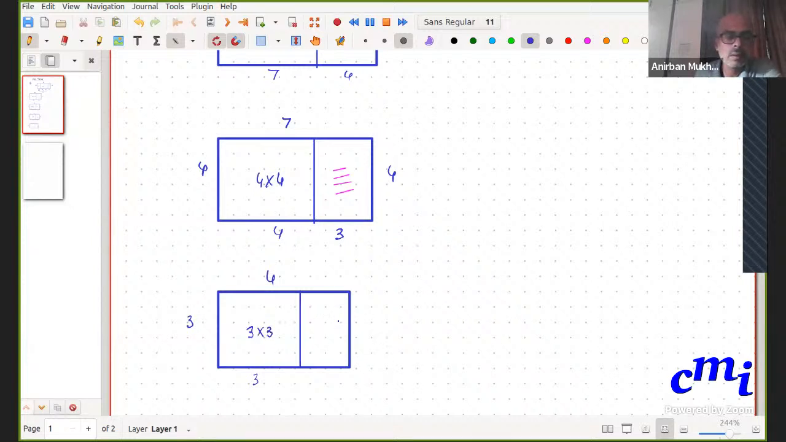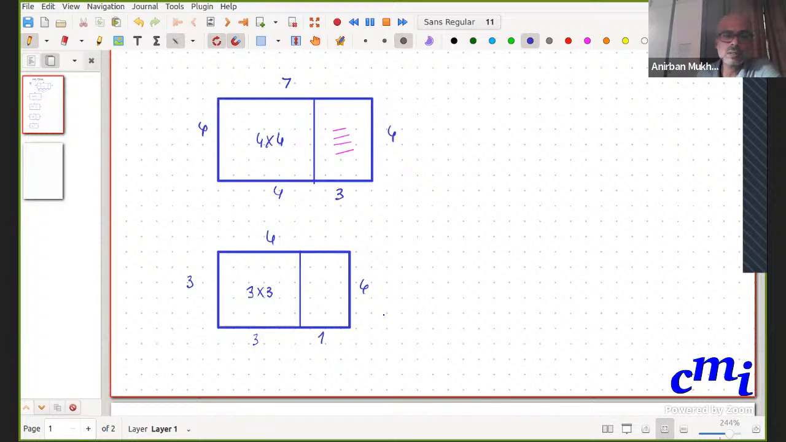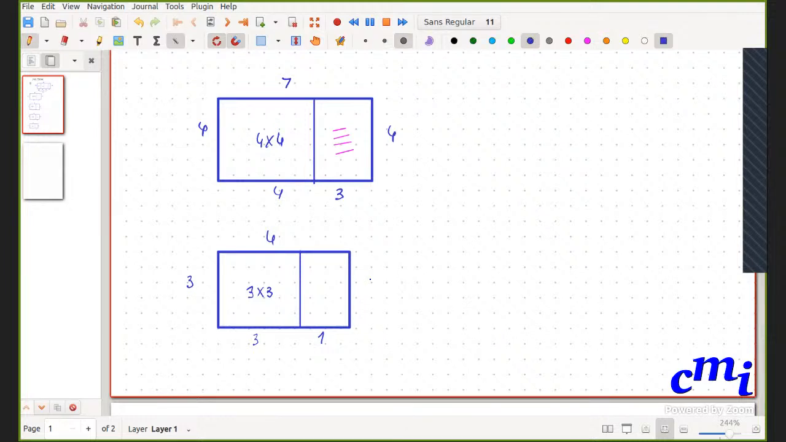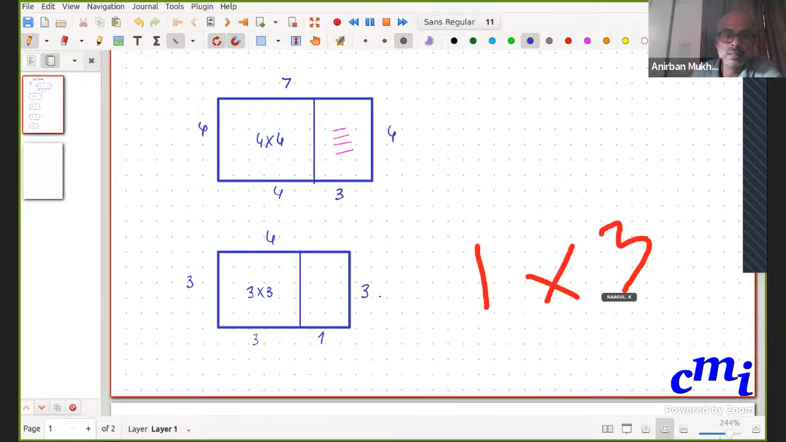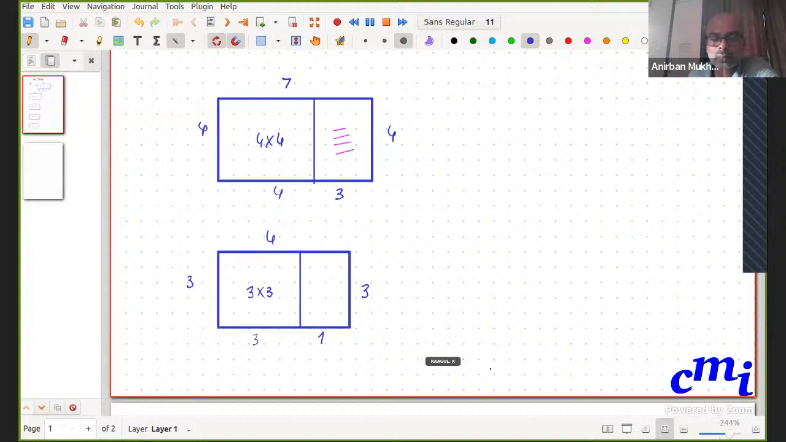And the remaining portion is just 1 by 3. Once we have that, it is easy. Sorry, it's 1 cross 3, not 1 cross 4. Erase this, it's too big. So this is 1 cross 3, and now this is easy.